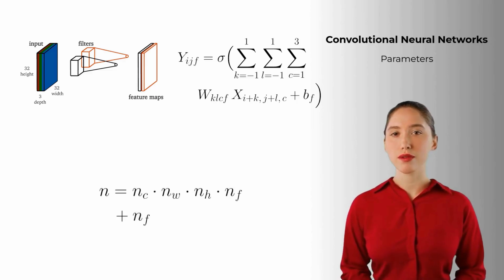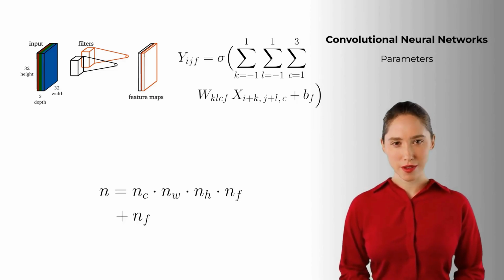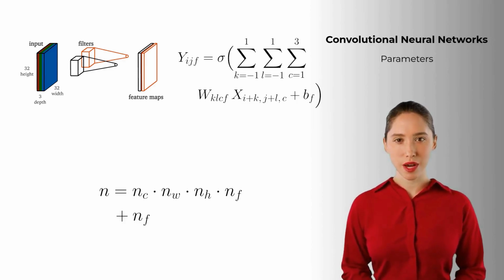In general, the total parameter count equals the number of input channels, N_C, times filter width, N_W, times filter height, N_H, times the number of filters N_F, plus 1 bias per filter. Crucially, image resolution never shows up in this formula, so adding megapixels does not explode the weight count.